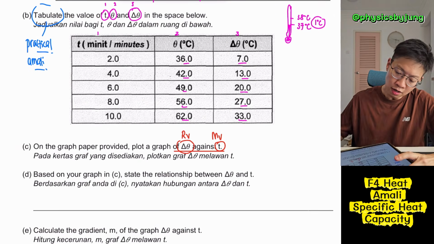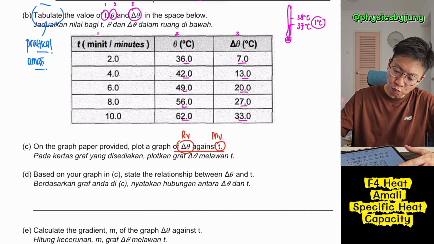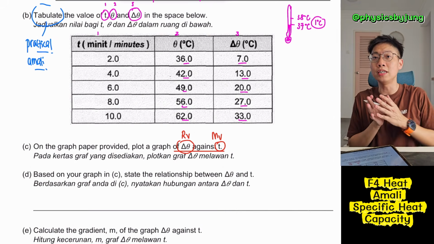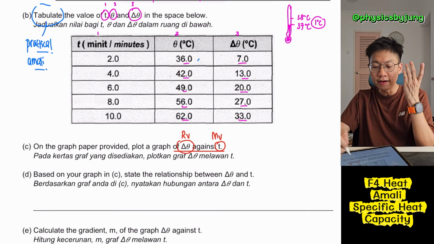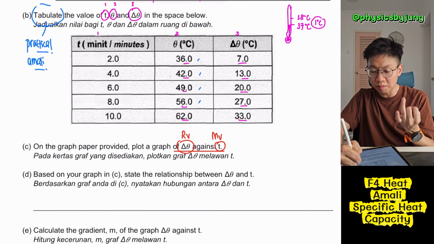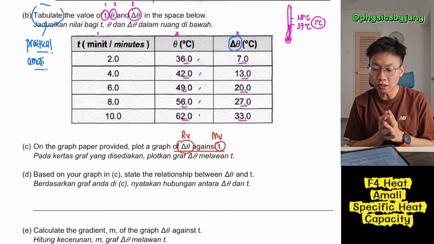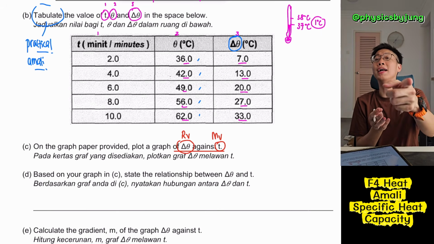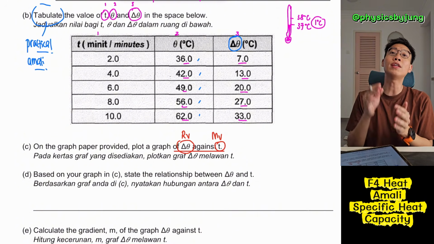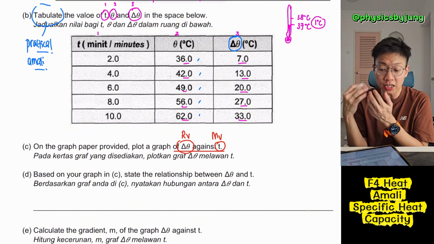Okay, next. So once we are done with this table, this table is basically your experiment. After 2 minutes, you measure the temperature, then 4 minutes, 6 minutes, 8 minutes, and 10 minutes. Then why is there a change in temperature? Because before you do this experiment, you have to measure the initial temperature so that you can subtract it to find your change in temperature.